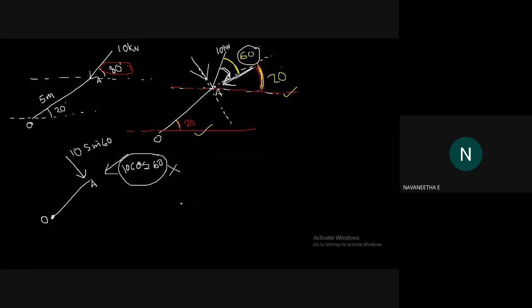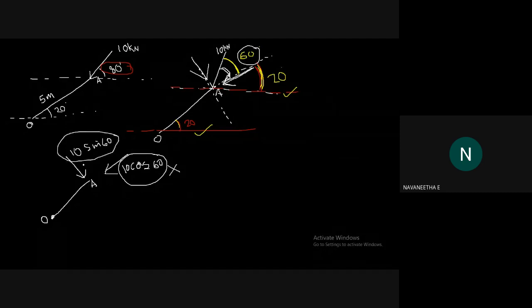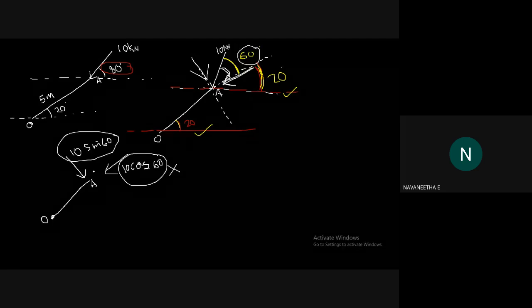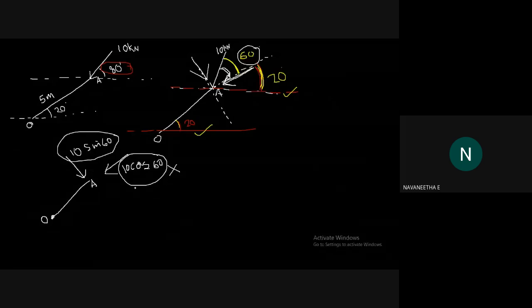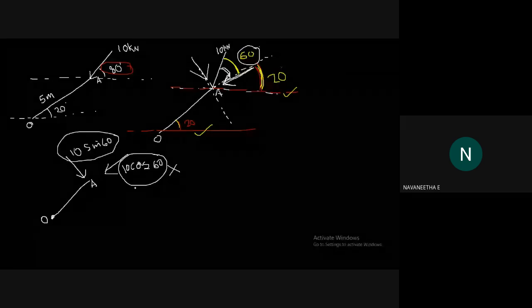We only need to consider the y component, because the y component is acting perpendicular to the beam OA. Only the y component, that is 10 sine 60, is needed because it is acting perpendicular to the beam OA. No need to consider 10 cos 60 because it is coinciding with the line of action of OA. Is it clear?